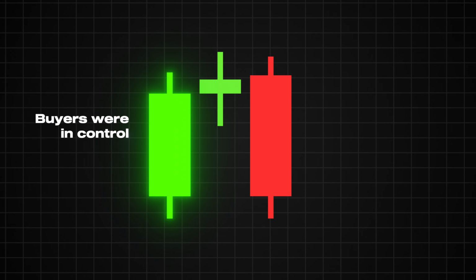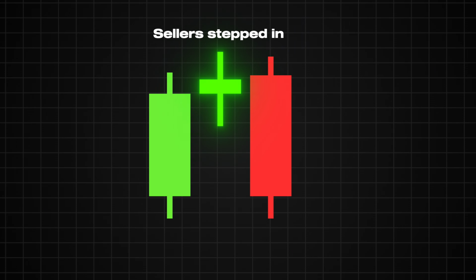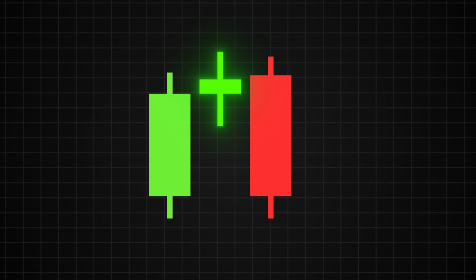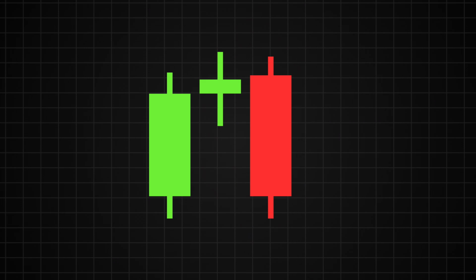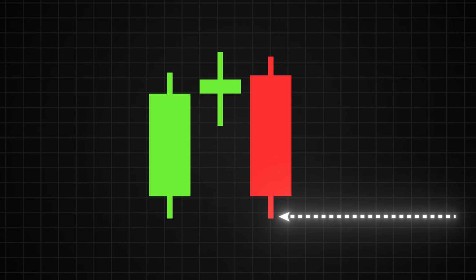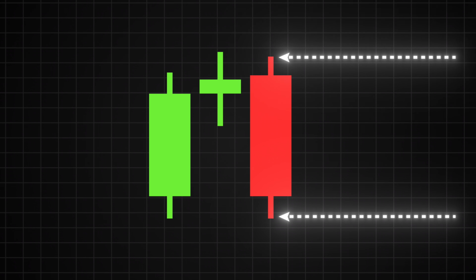Psychology of this pattern. Initially, buyers controlled the situation, creating the green candle. Then sellers intervened and started challenging the buyers, resulting in the doji candle. What does the doji candle indicate? It shows that buyers and sellers are in a tug of war. And then the sellers win the battle and start pushing the price down. To enter the trade, we place a sell order below the low of the doji candle and set the stop loss above the doji candle.